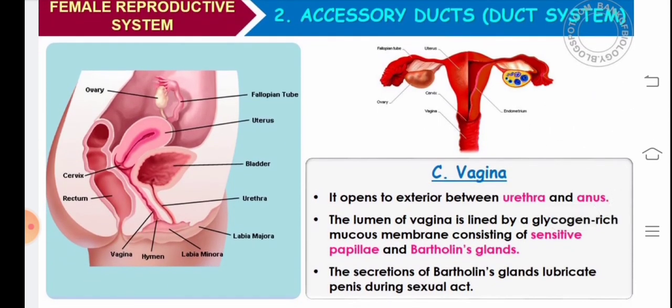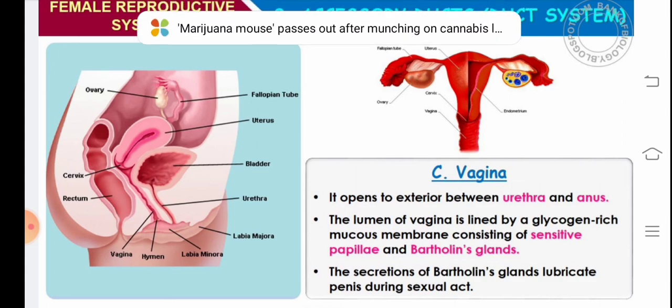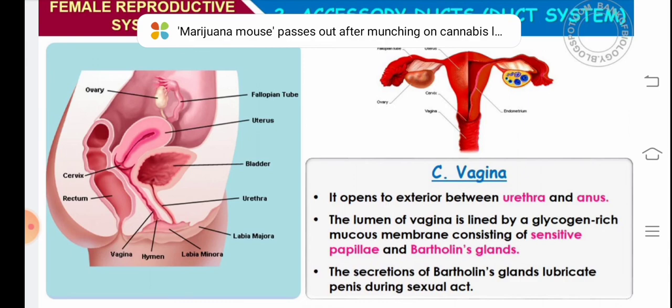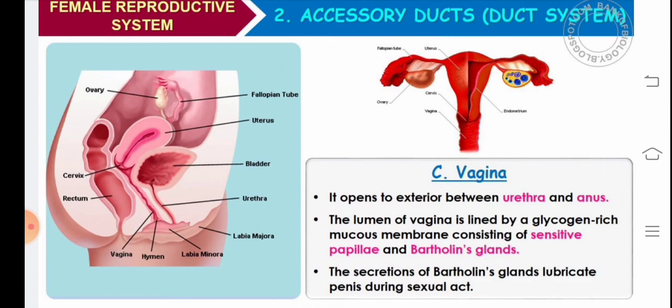So the last accessory duct is the vagina. The vagina is a tube-like structure where sperm discharge occurs. It also acts as the birth canal. In the female reproductive system there is a gland called Bartholin's gland. The secretion of this gland lubricates the external genitalia during sexual intercourse.